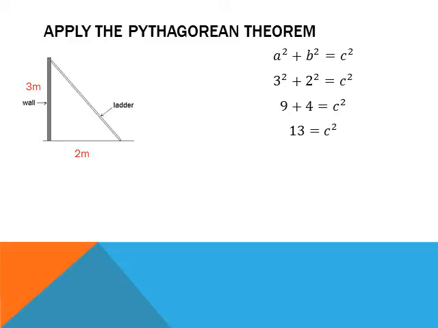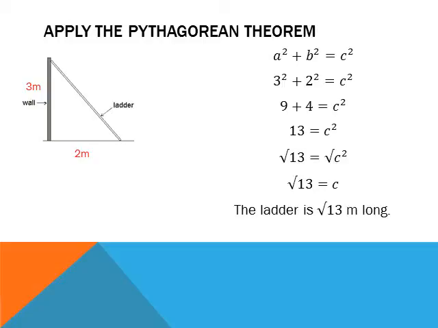So I need to take the inverse operation here. I know that the inverse operation of a square is a square root. So I take the square root of both sides. And I also know that the square root of c squared is just plain c. And I know that root 13 is already in simplified radical form because 13 is a prime number. Now I always like to state my solutions to word problems in a full sentence. The ladder is root 13 meters long.